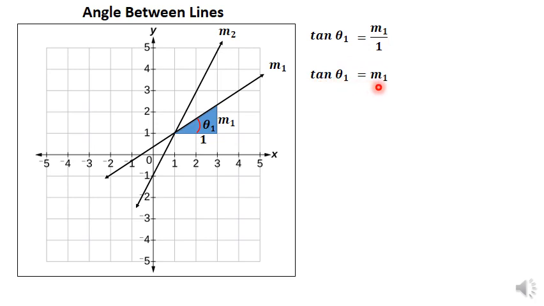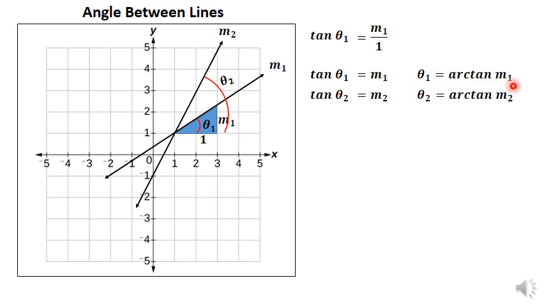By the same reasoning, we can determine that the angle theta 2 may be determined by the slope of the line M2. Meaning, if we want to determine the angle theta 1, we need to perform the opposite operation for tangent theta 1, and that is arctangent. So theta 1 is arctan of M1, therefore theta 2 is also arctan of M2. So meaning we can determine the angle between them by subtracting the angle theta 1 from theta 2.